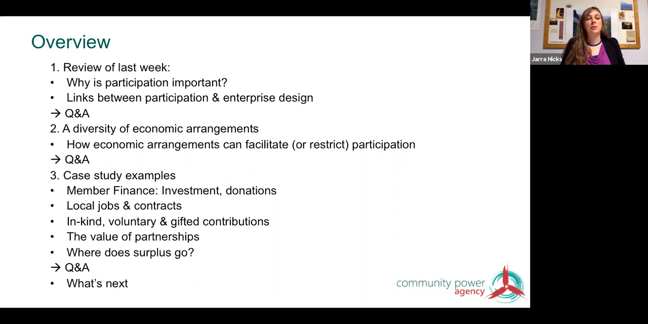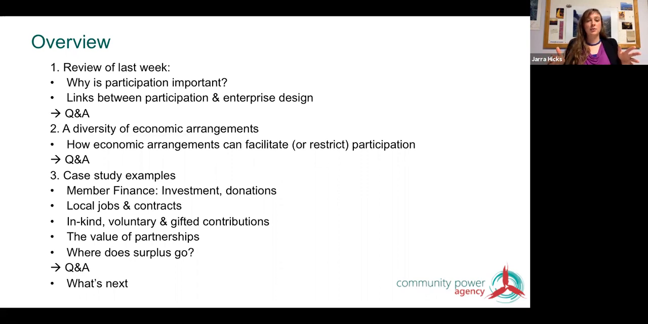And we'll move into talking about the whole diversity of economic arrangements that can be drawn on to deliver community energy projects in a participatory way. And we'll look at how each of those either facilitates or restricts participation. So that's a general setting of the scene. Then we'll have some question and answer time. And then I'll delve into some case study examples.